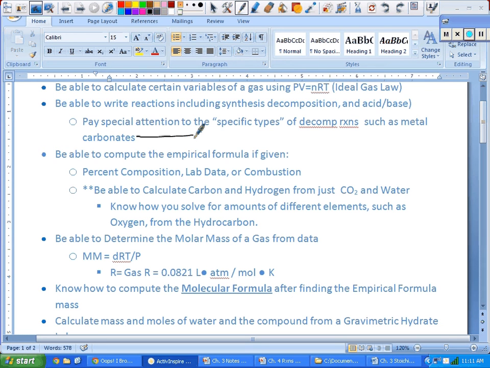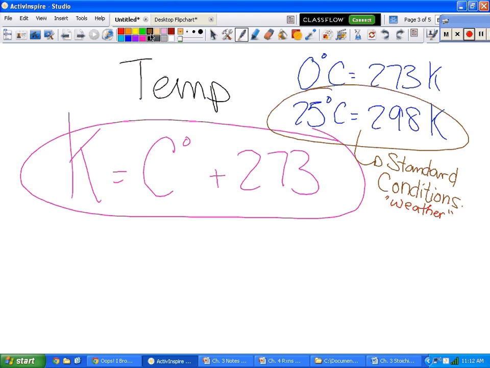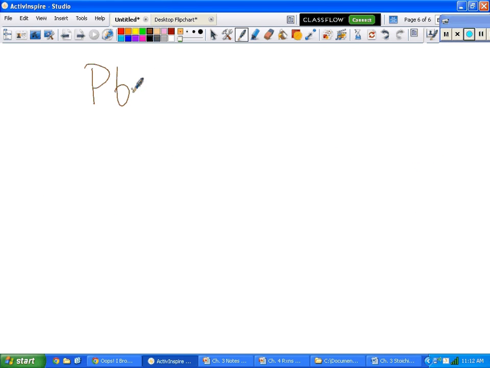decompose into what 2 things? A metal oxide and CO2. A metal oxide and CO2. So let me just give you a basic example. So if I gave you PbCO3, lead carbonate. Now, here's the tricky part.